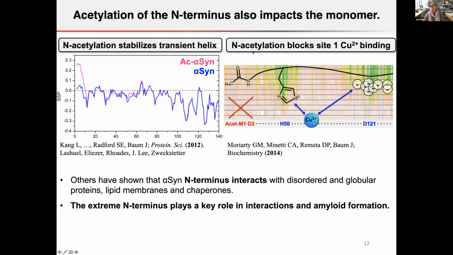And we also know that N-terminal acetylation blocks metal binding, in particular copper binding. And it was thought for many years that the site 1, methionine, was a major binding site for copper, but when you acetylate, actually the copper binds the histidine and the C-terminus here. So the extreme N-terminus does seem to play a role, and of course, the extreme N-terminus is the region that binds the lipid membranes and has also been shown to bind chaperones. So this extreme N-terminus really does seem to play a key role in interactions with other proteins, with alpha-synuclein and with the fibril.